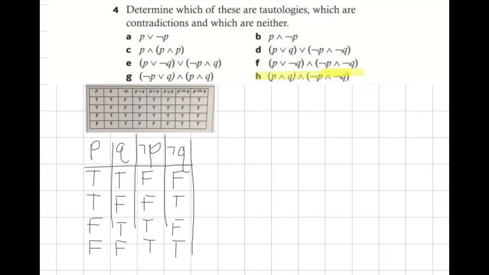Okay, then we can start combining these. The first one is P and Q, which we can again just copy from our table because that's the same argument as our table in the same order. So we're looking at P and Q right here. So true, false, false, false.